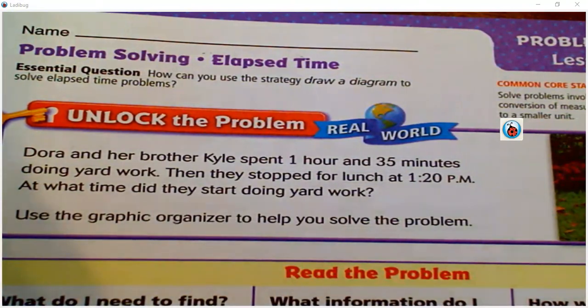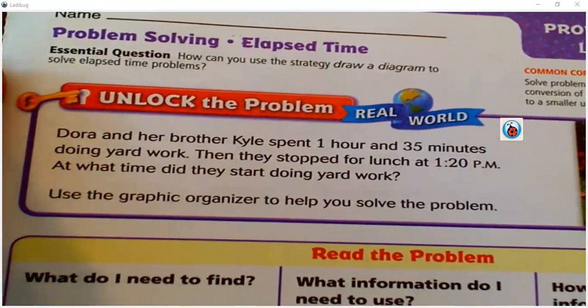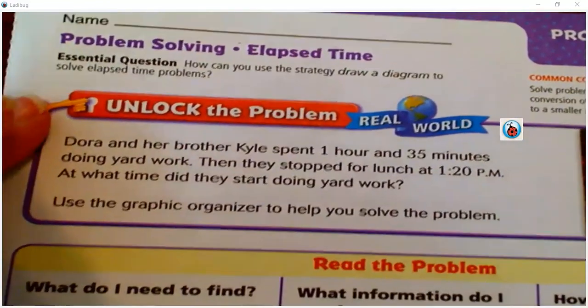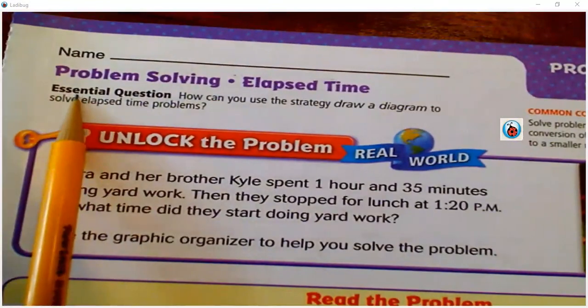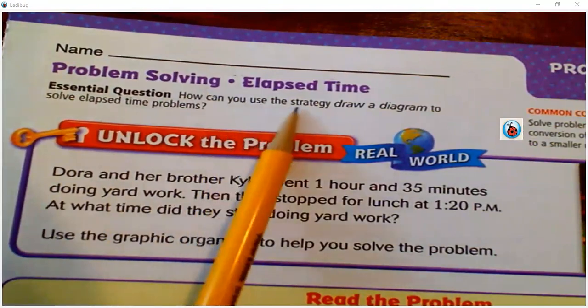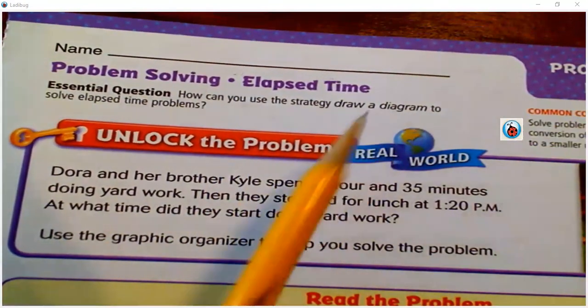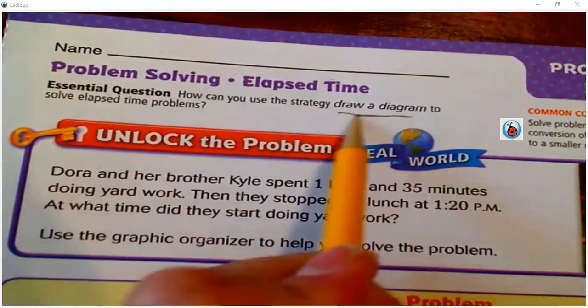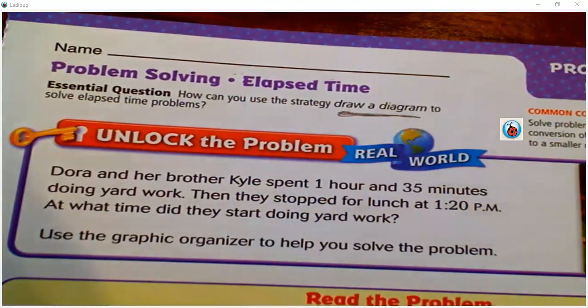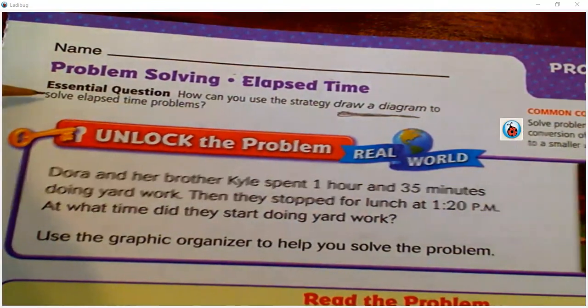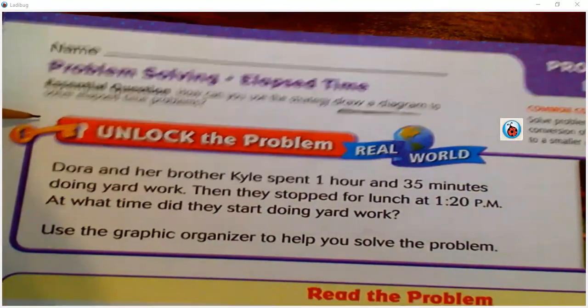So let's take a look at this problem. Let's look at our essential question first. The essential question is, how can you use this strategy, draw a diagram? I'm going to show you how to do that, and it's a really great strategy. We're going to use that to solve elapsed time problems.